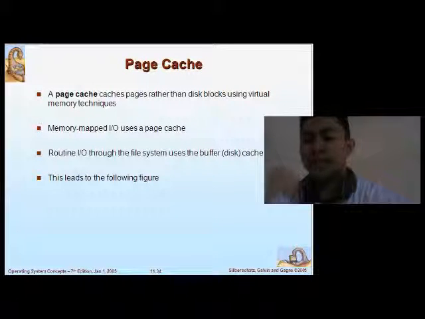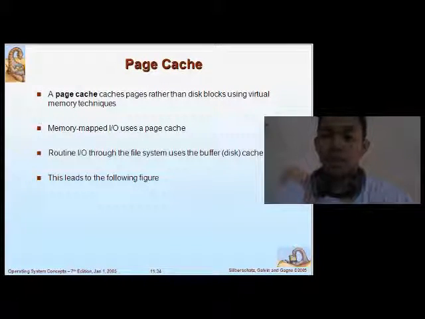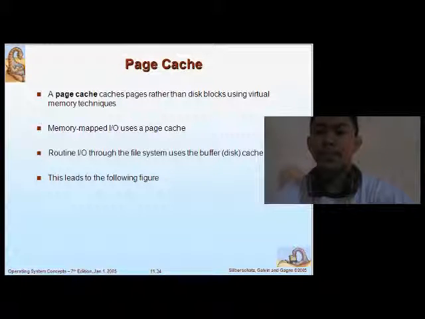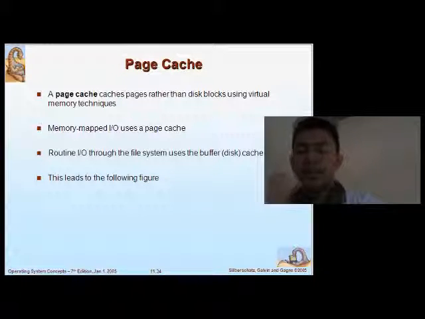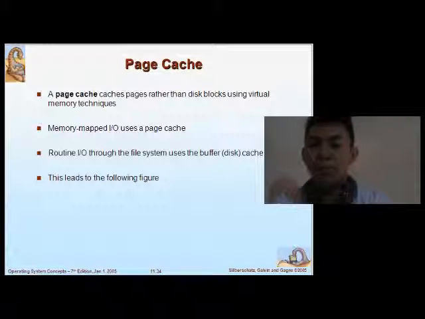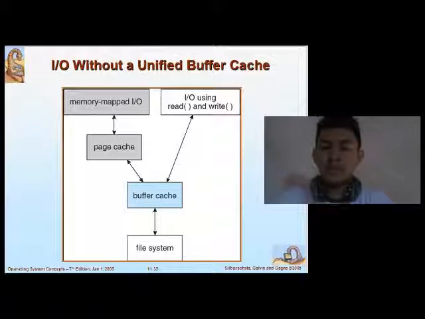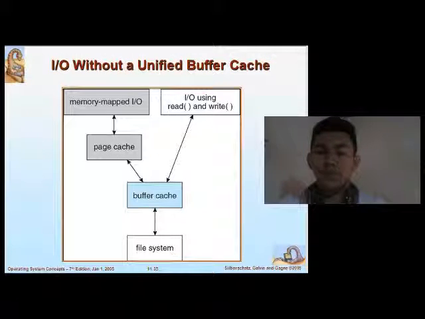Next, we will discuss the page cache. A page cache caches pages rather than disk blocks, using virtual memory techniques. Memory-mapped input-output uses a page cache. Routine input-output to the file system uses the buffer cache. Next, this figure below is not using a unified buffer cache.